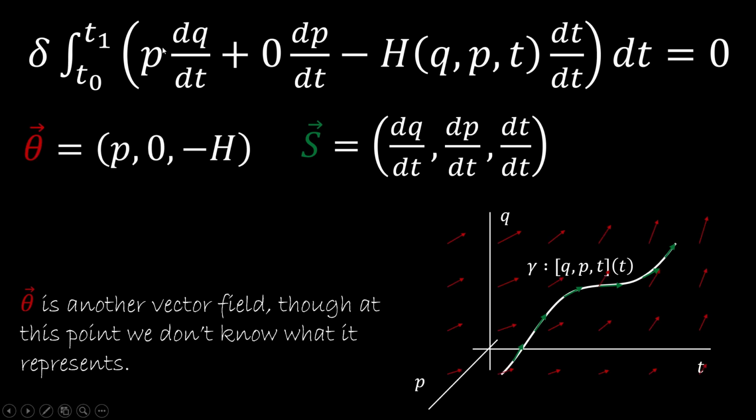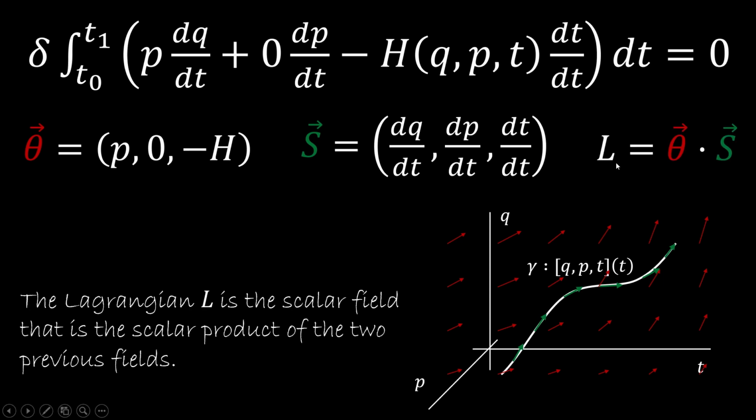Now we can collect these three scalar functions, again, and make a vector field. So we're going to have that theta has components p, 0, and minus H. Now we don't know at this point what this vector field is. It's going to be important later. But what we do know is that the Lagrangian is simply the scalar product between theta and S. You can see that you take the first element and the first element here, you multiply them, and so on, and you sum them.